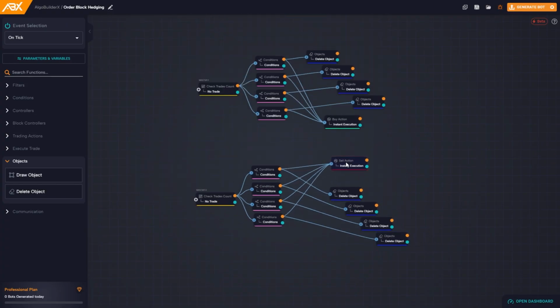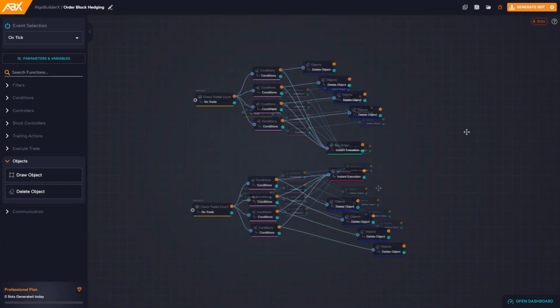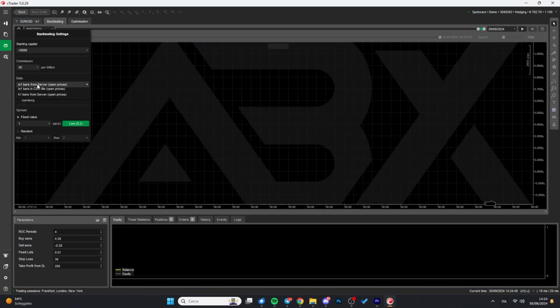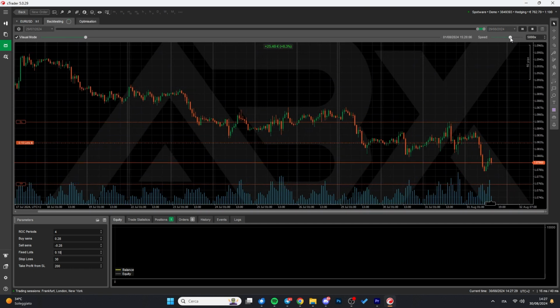Great! We've finished our CBOT. Now we can export it and run a backtest. Use the accurate method tick data from server. Make sure to run the test on the H1 timeframe and start it.